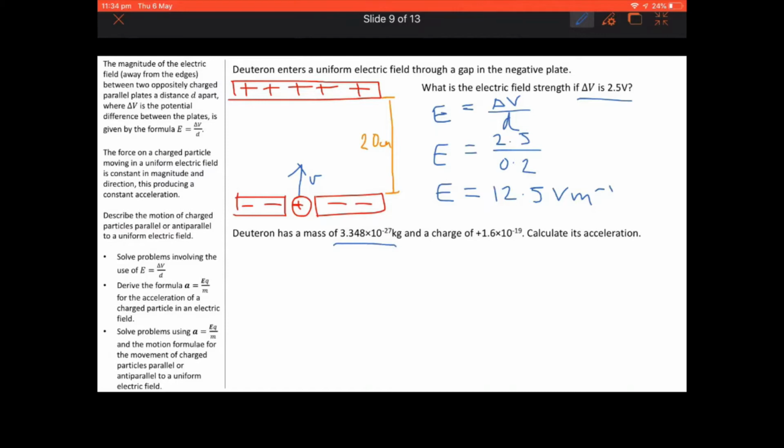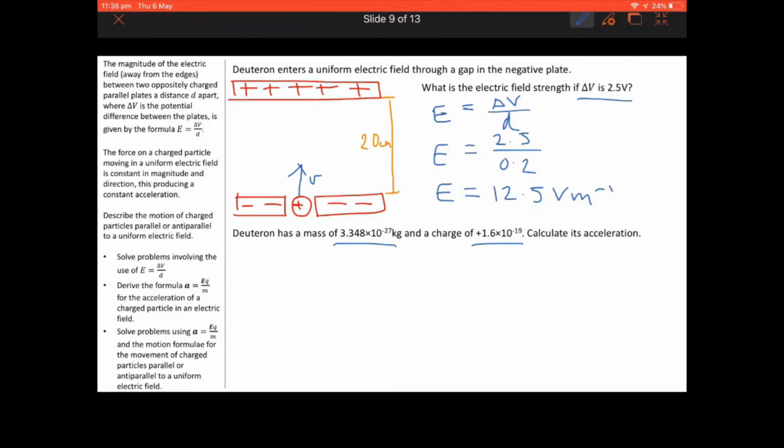Now we're told that the deuteron has a mass of 3.348 by 10 to the negative 27 kilograms, and its charge is positive 1.6 by 10 to the negative 19. We need to calculate its acceleration. That charge makes sense because if it's a proton plus a neutron, the neutron's not going to have any charge, so it should still have the same charge as a proton.